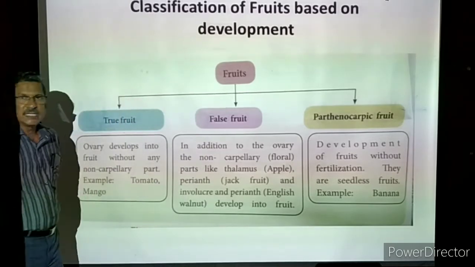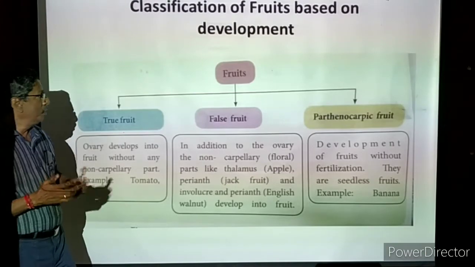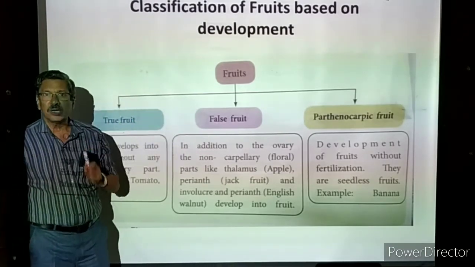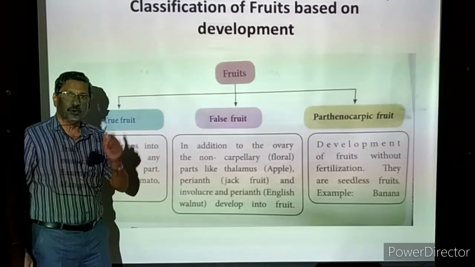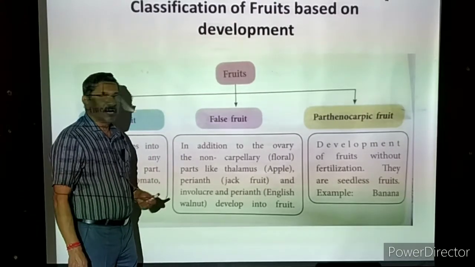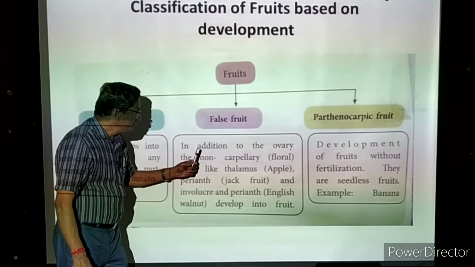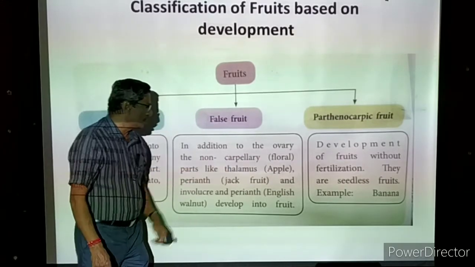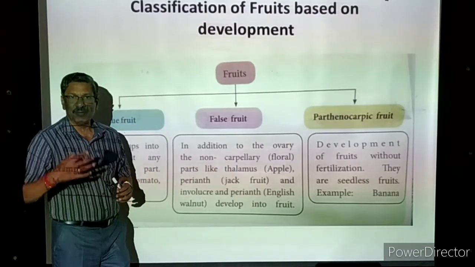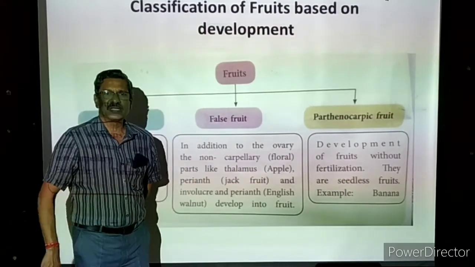False fruit. In some fruits, the thick and fleshy part will be there, called the fruit wall, or pericarp. But it is not developed from the wall of the ovary. The wall of the ovary is not becoming thick and fleshy. Such a fruit we can call a false fruit. In addition to the ovary, non-carpellary floral parts like the thalamus develop into the fleshy part. Example, apple. Now what is the thalamus?